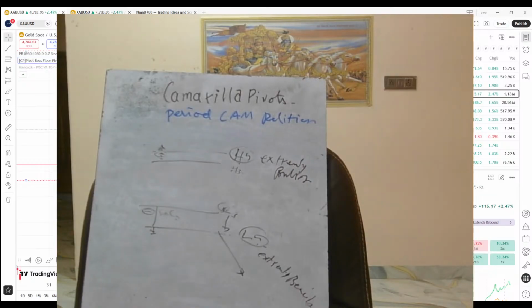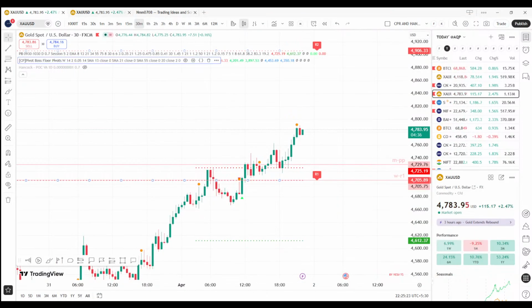So basically what you can do, you can just go on the chart and use this indicator. This indicator tells us many things about the CPR and Camarilla bias. So go and use this indicator. This is CPR and this is Camarilla pivot.